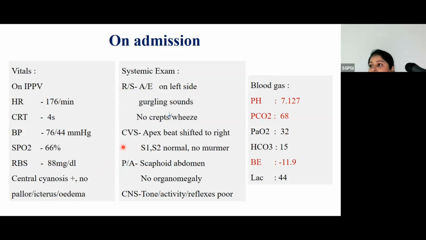And apex beat was shifted to the right. Heart sounds were normally heard. Abdomen was scaphoid with no hepatosplenomegaly. Tone, activity, and reflexes were poor. So on admission, the pH was 7.127. PCO2 was 68 millimeters of mercury. And there was bicarb of 15 with base deficit of minus 11.9. Lactates were 44.